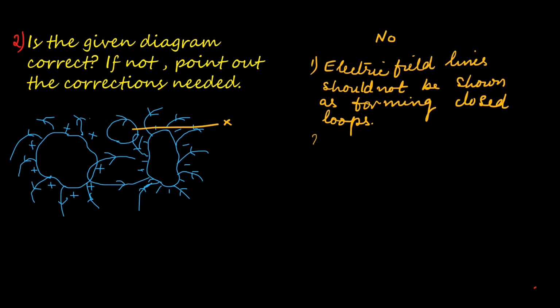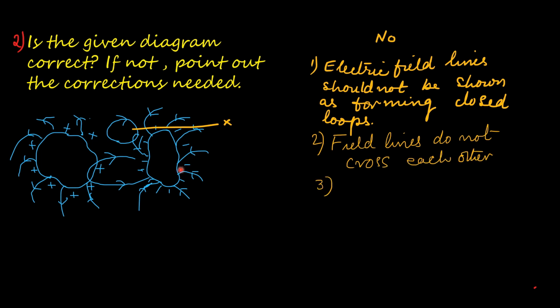Let us see the second point. Here you find one field line crossing another field line. Anyway, this loop formation is wrong. In spite of that, here it is crossing. So let us note it down. Electric field lines do not cross each other.